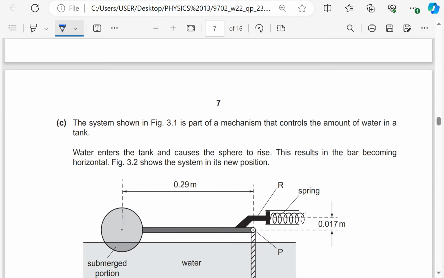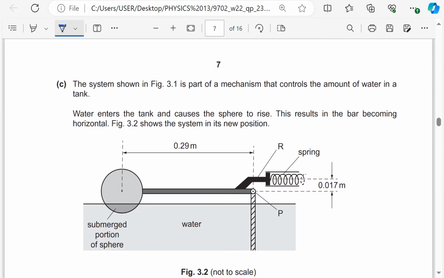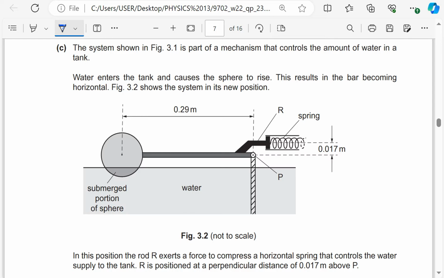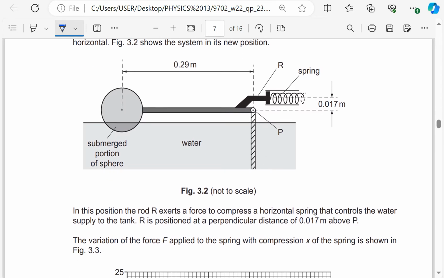The system shown in the figure is part of a mechanism that controls the amount of water in a tank. Water enters the tank and causes the sphere to raise. This results in the bar becoming horizontal. The figure shows the system in its new position. Remember, the weight of the sphere has not changed. It is still 0.3 newtons. But there's another force which is acting on the sphere, which is of course going to be the upthrust.